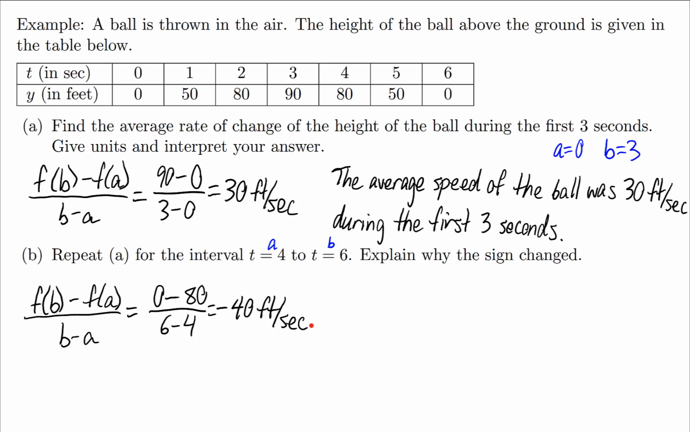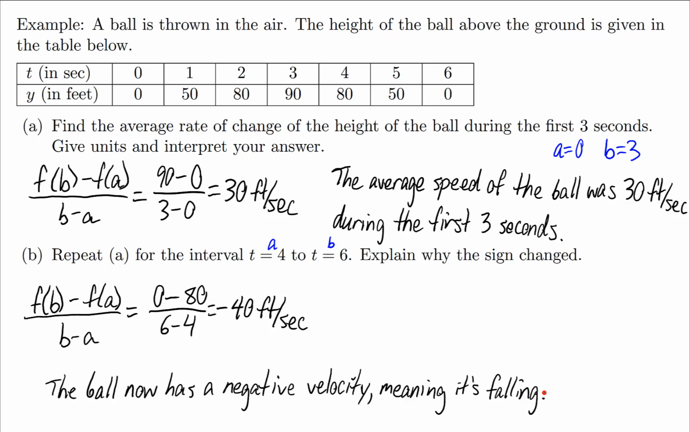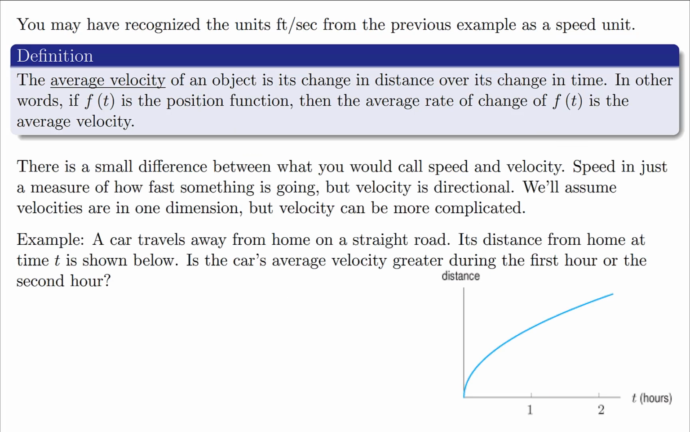Now it doesn't make any sense to talk about speed being negative, but you can talk about a velocity being negative, and that means we're basically just having a direction. The negative represents the ball falling downward. The ball now has a negative velocity, meaning that it is falling this time. So this gives us a fundamental idea. The average velocity would be the change in distance over the change in time. So if you find the average rate of change for a function that gives position, then that average rate of change will be the average velocity.